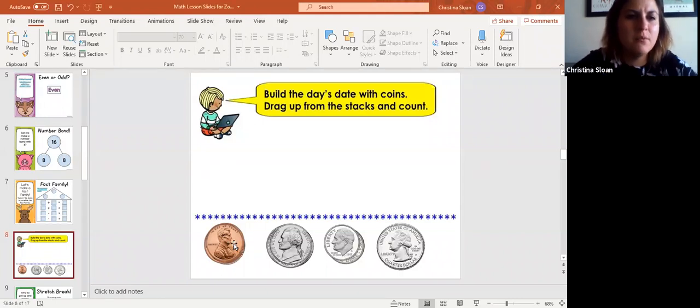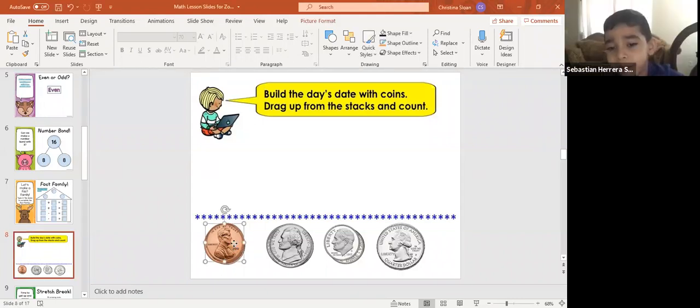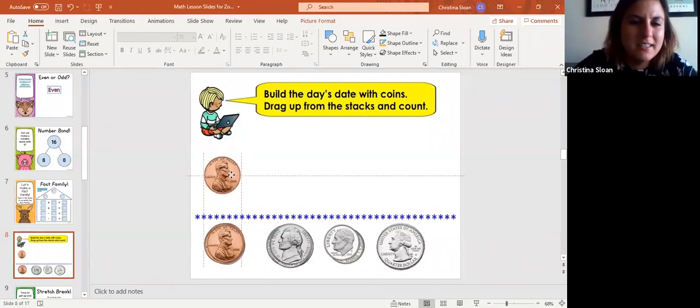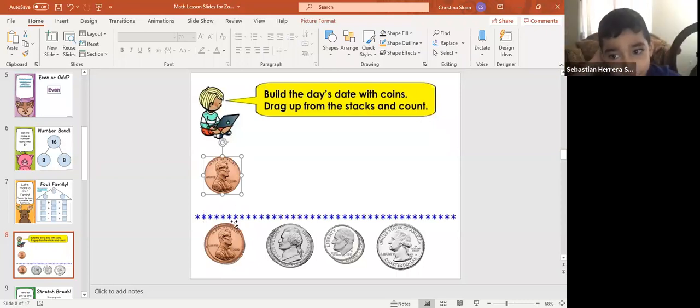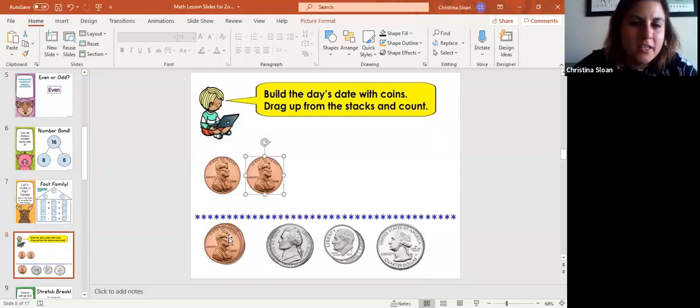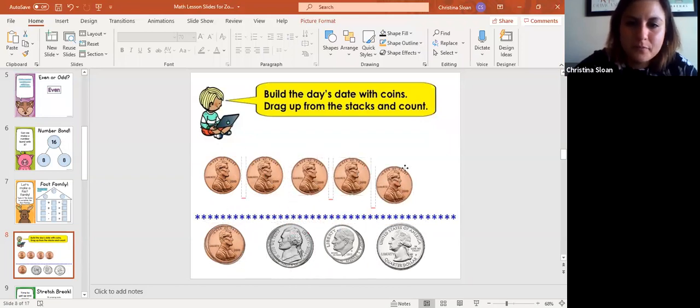Sebastian, can you help me make 16 cents out of pennies? How much is a penny worth? 1. So if it's worth 1 cent, how many pennies do we need to make 16 cents? 5. Well, let's see. So a penny's worth 1. So let's put 5 pennies down and see how much we have. So we have 1, 2, 3, 4, 5. We have 5 cents. How many pennies do I need to make 16 cents?